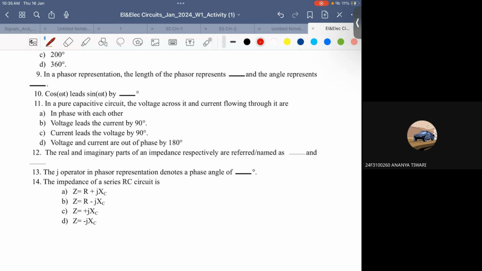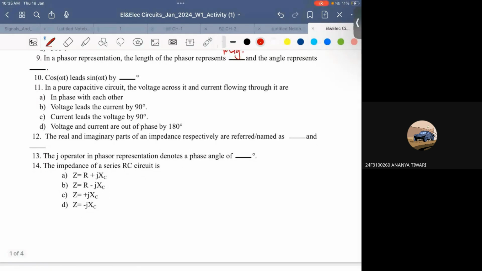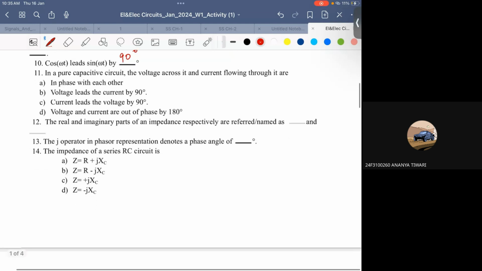Now, in a phasor representation, the length of the phasor represents what, and the angle represents what? The length is the magnitude, and the angle represents the phase difference, or the phase. So cos theta leads sin theta by what? 90 degrees. Correct.